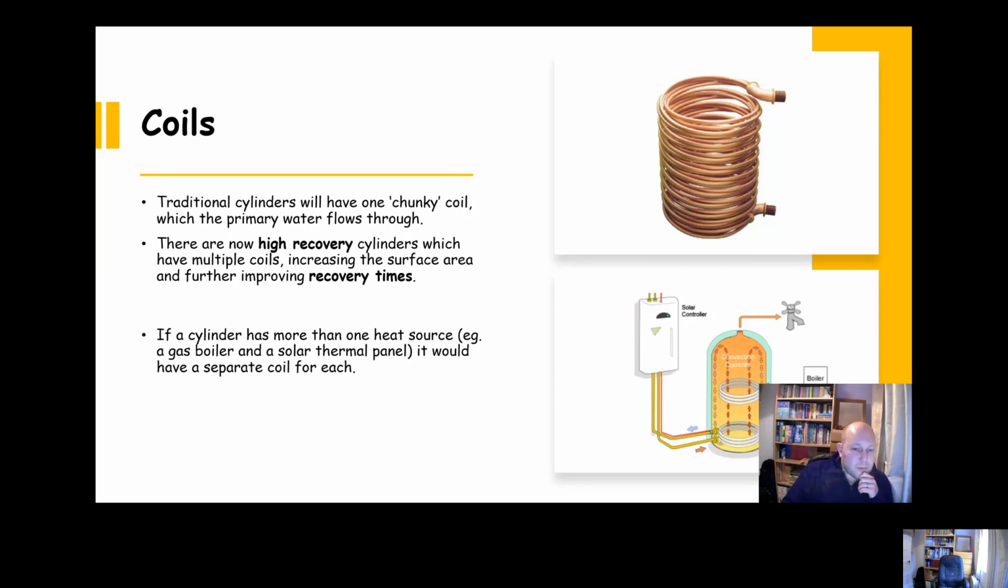Sometimes cylinders will have more than one heat source. For example, if you've got a solar thermal panel on the roof, that could heat the water up to a certain amount, but you would need to top up the temperature of the water from time to time using a boiler to make sure that water is safe. We need to sort of heat the water in the cylinder past the pasteurization temperature, which is 60 degrees for at least 1 hour every day.